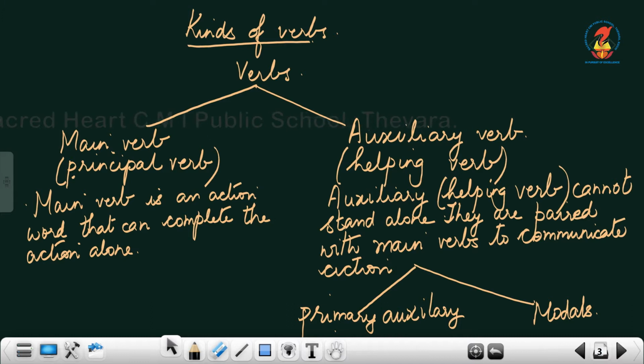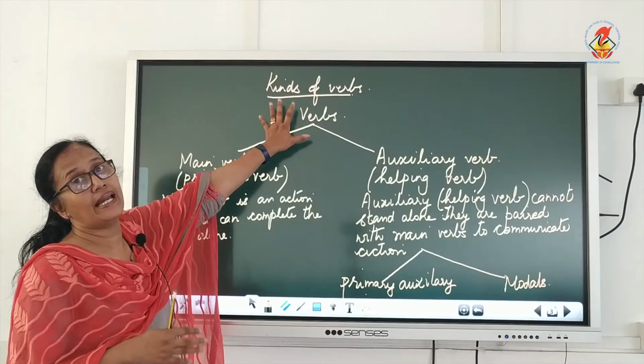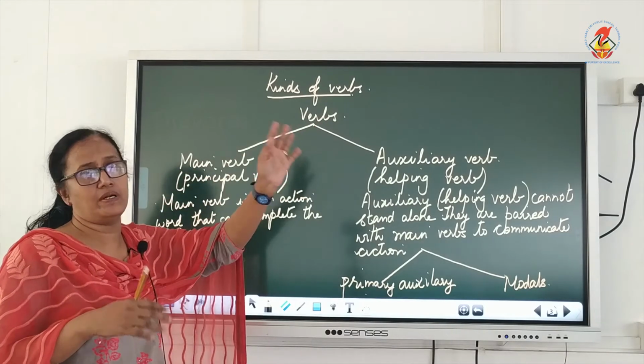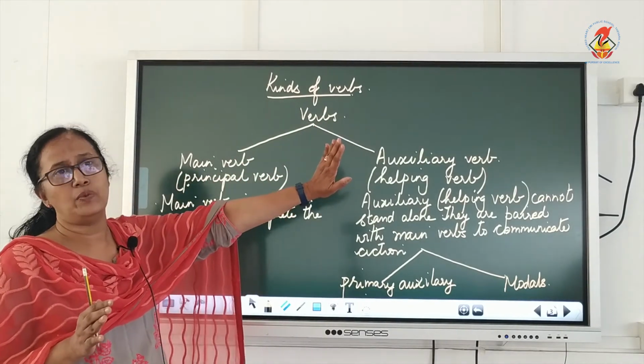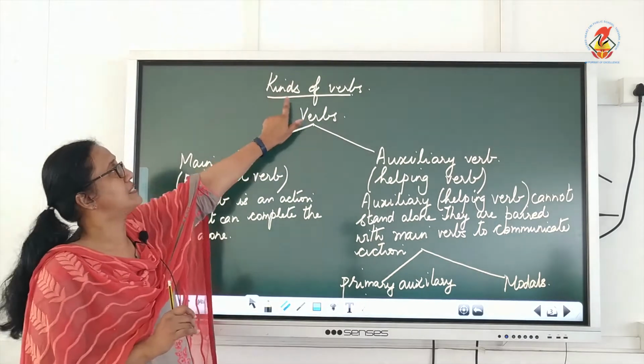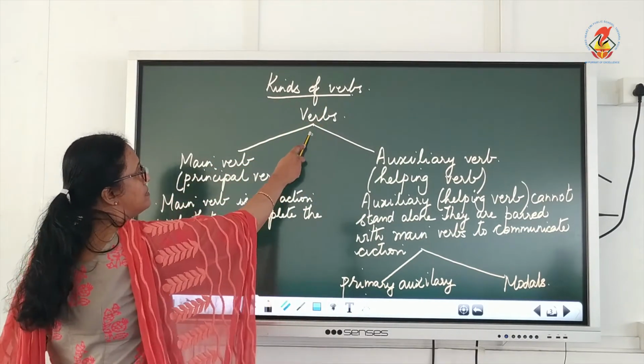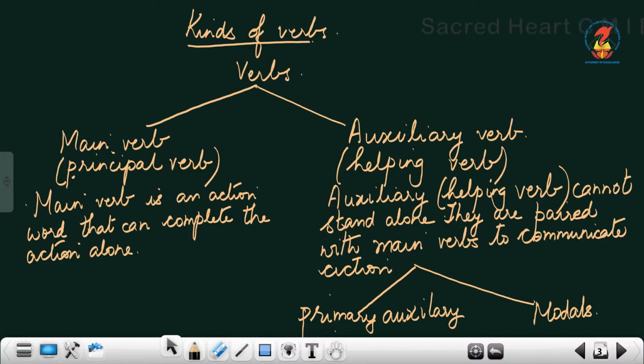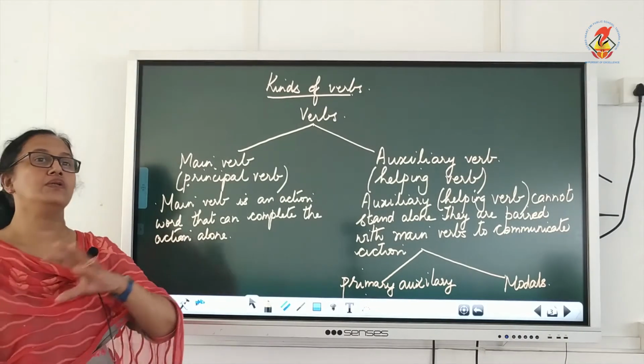Now after that, what we will be needing is the kinds of verbs. You all have done transitive verbs and intransitive verbs, but that you keep aside; we will not be needing that for tenses. What we need for tenses is kinds of verbs. There are two kinds of verbs: main verb and auxiliary verb. The main verb is also written as principal verb. What do you mean by principal verb? A main verb is an action word that can complete the action alone. It is an independent verb; it does not need the help of any other word to complete its action.